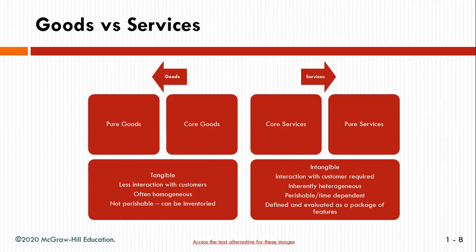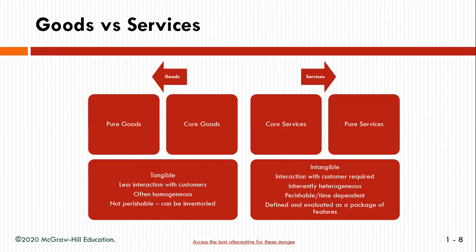What is it? It could be a product, a service, a product supported by a service, or a service supported by a product, and that would make a big difference in operations and supply chain management. As an example, if you look at products, usually they are tangible.